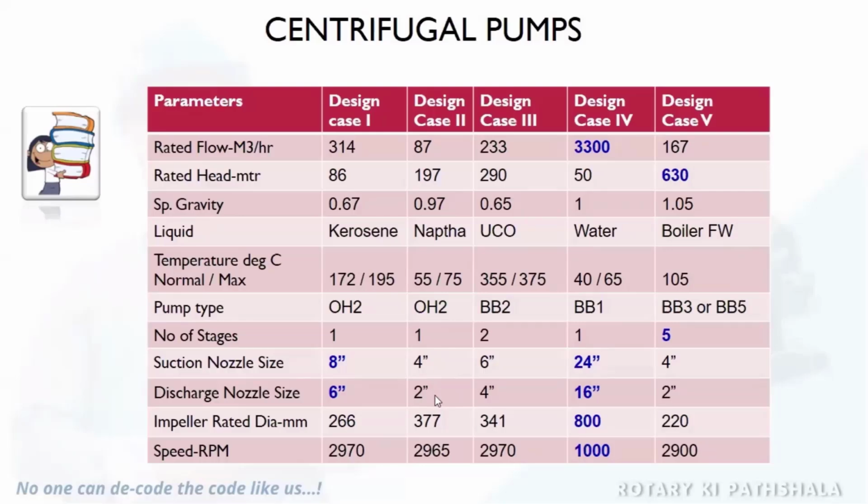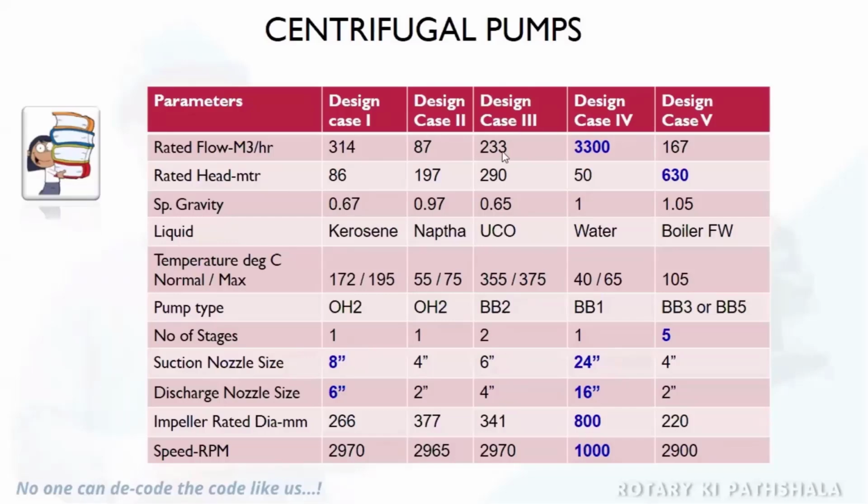But if you see here, the impeller diameter is more. Why is the impeller diameter more here? Because the head is doubled. So the combination of flow rate and rated head will decide the diameter of the impeller. A single parameter will not decide the diameter of the impeller. Nozzle size, definitely, will be governed by the rated flow. Now take design case 3 here.